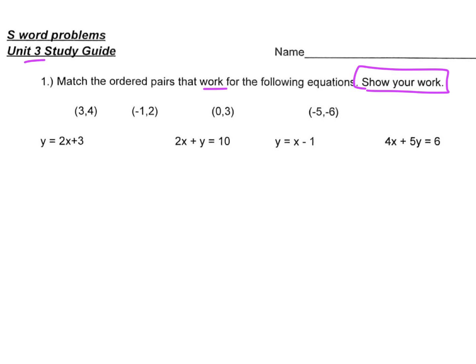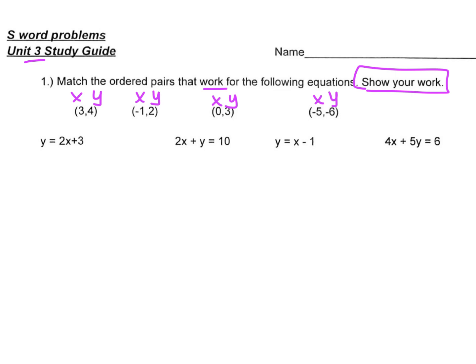Okay, so first of all, I'm going to look at my ordered pairs, and I know that the first digit is an X and the second digit is a Y. And what I'm going to do is decide which of these ordered pairs I think would be true for each equation.